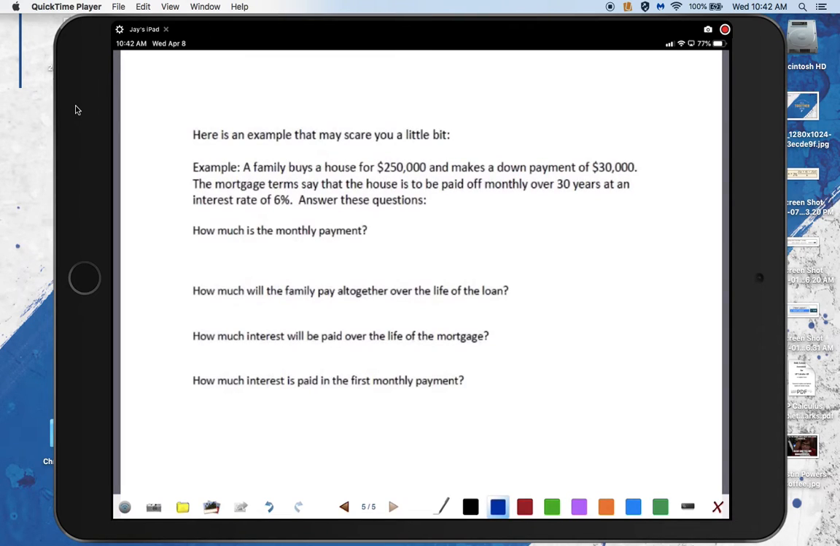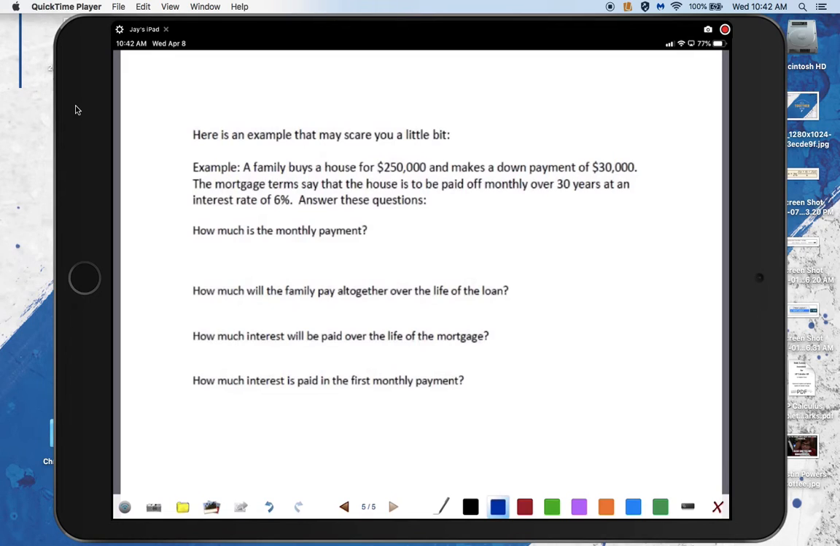Here's an example that might scare you a little bit. We have a family that makes a $250,000 house purchase and puts down 30 grand. And then the mortgage terms say that the house is to be paid off monthly over 30 years at an interest rate of 6%. And let's answer these questions.